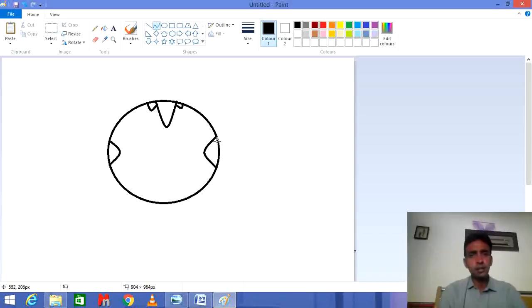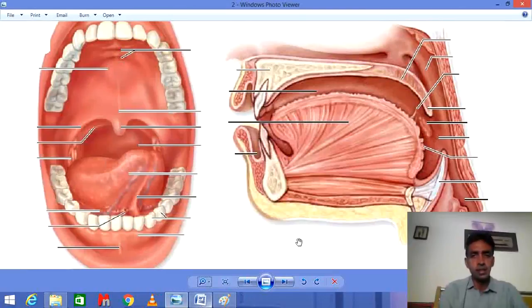So on the lateral side of this opening, the tonsils are present, and on the upper side, adjacent to the uvula, this one and this one, these are called adenoid glands.